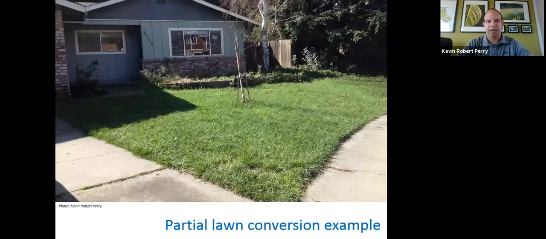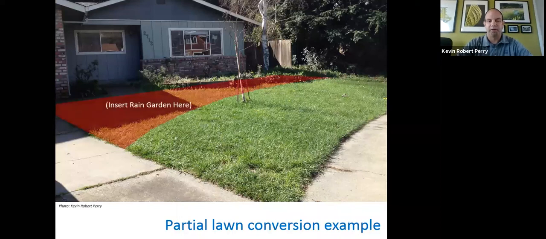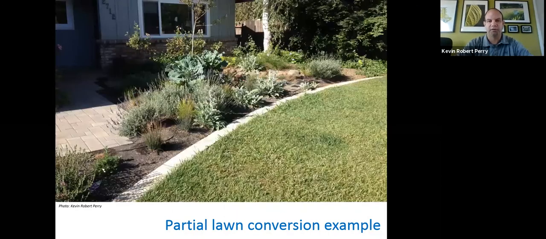And here is an example of not necessarily, you don't have to take out your entire lawn, but maybe just a portion of it. And we'll get into that a little bit later, but here's an existing landscape. How about inserting just a rain garden on a portion of it? You can keep part of your lawn if you have active users that want to use that space, and introduce kind of a partial application and redirect that water into that space.